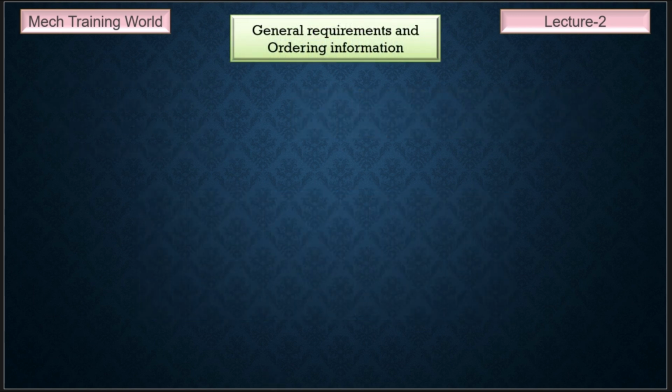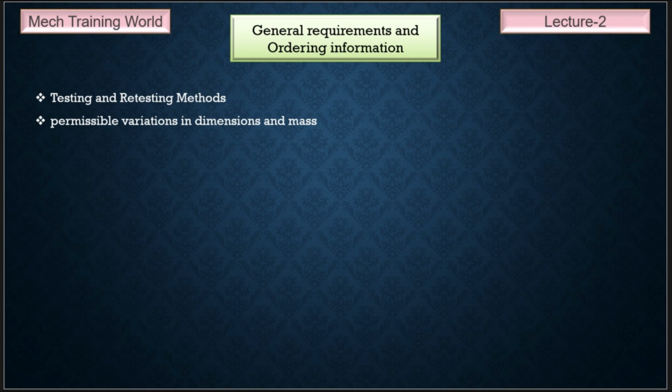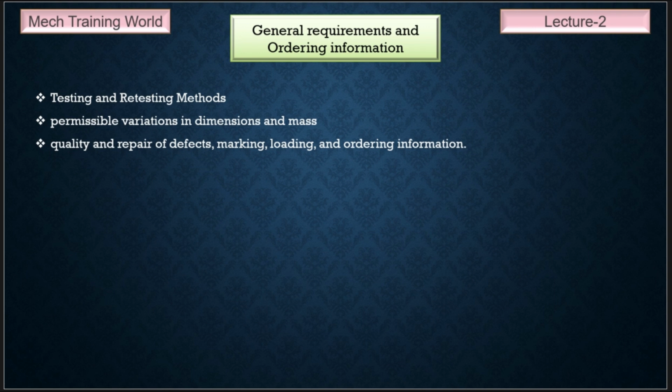And the next one is general requirements and ordering information. In this clause, the code mentions the SA-20 product specification, which outlines testing and retesting methods, procedures, permissible variation in dimensions and mass, quality, and repair of defects, marking and ordering information. SA-20 provides details on thickness tolerances, width and length tolerances, and testing requirements such as the number and location of tensile tests. It also covers information on repairing defects in the plate. All this information is available in the SA-20 product specification, guys.